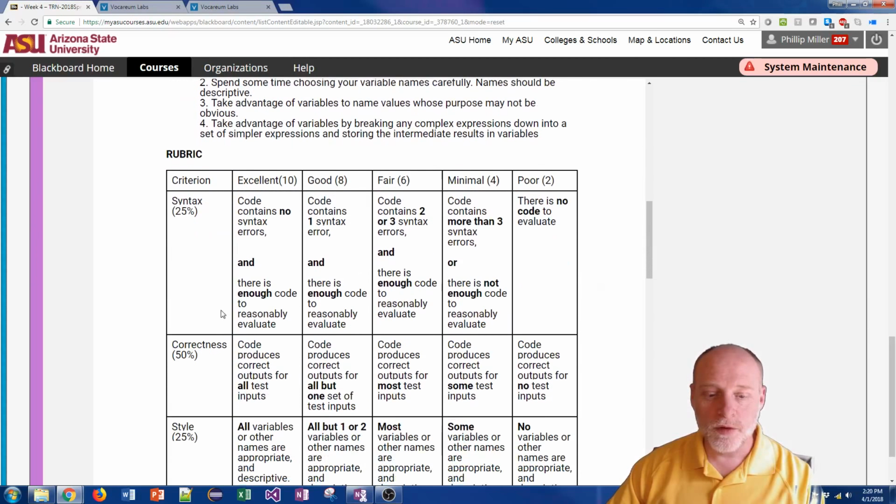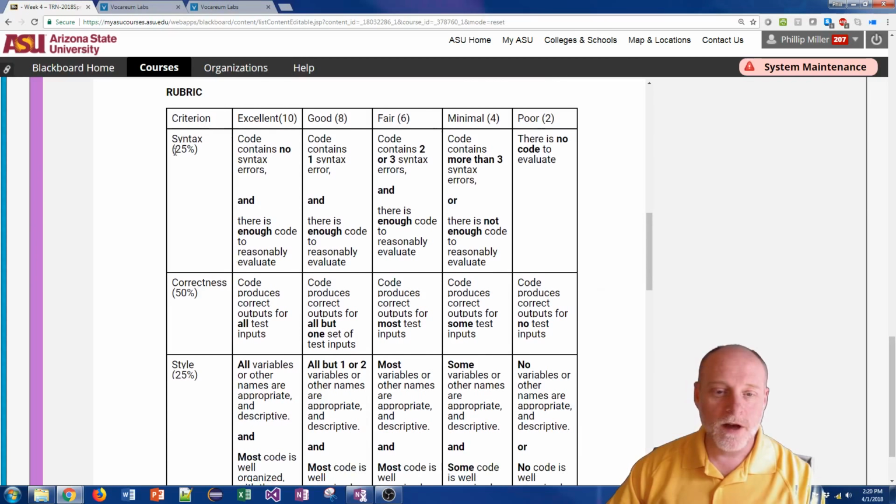The basic rubric has 3 components. There's a syntax component, which is 25% of their grade. This should largely be handled by the automatic grading system. And if they get full credit on that, that's fine. If the automatic grading system deducts points, you should take a look at that and make sure that the grade that they're given is appropriate according to the rubric.